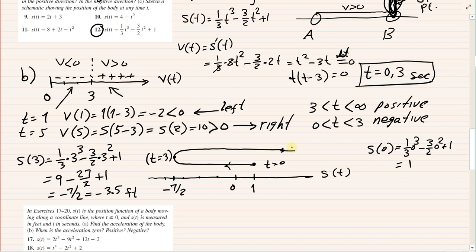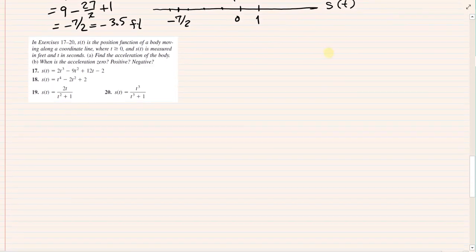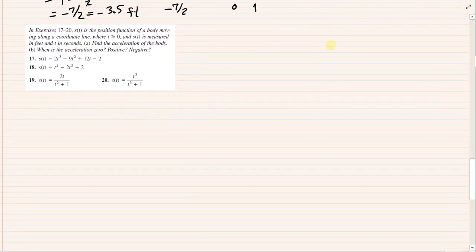Okay. Let's take a look at another exercise. In this next example, we are on number 7 through 20. Let's take a look at exercise number 20. The question is asking us, s(t) is the position function of a body moving along a coordinate line, the usual stuff. Part A, we want to find the acceleration. Now, when is acceleration 0, when is it positive, when is it negative. So the sign chart of acceleration is going to tell us about that.